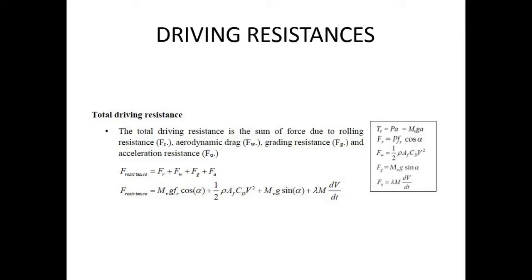And the fourth part is the acceleration resistance. Lambda is the rotational inertia constant, capital M is the mass of the vehicle, and V is the speed of the vehicle.